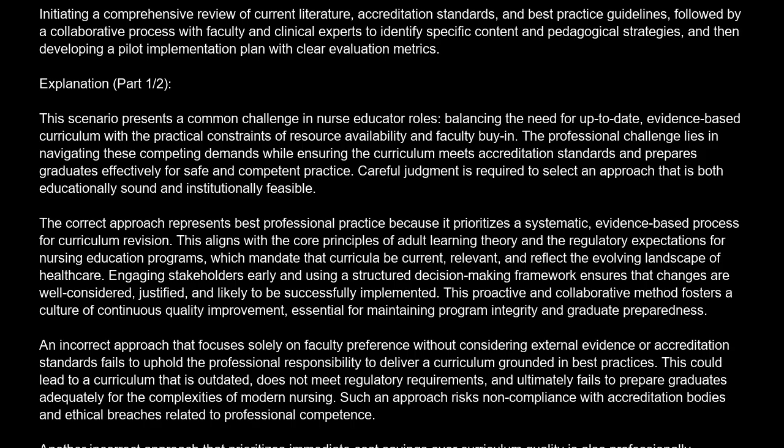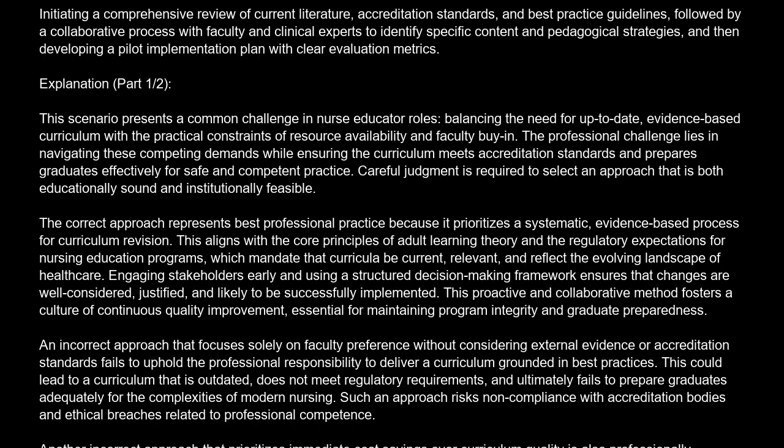The correct approach represents best professional practice because it prioritizes a systematic, evidence-based process for curriculum revision. This aligns with the core principles of adult learning theory and the regulatory expectations for nursing education programs, which mandate that curricula be current, relevant, and reflect the evolving landscape of healthcare. Engaging stakeholders early and using a structured decision-making framework ensures that changes are well considered, justified, and likely to be successfully implemented. This proactive and collaborative method fosters a culture of continuous quality improvement, essential for maintaining program integrity and graduate preparedness.